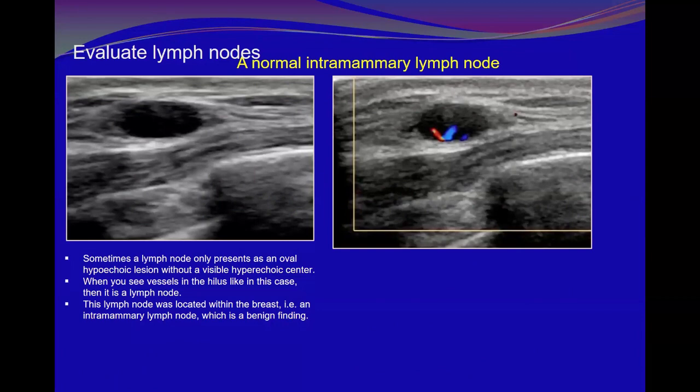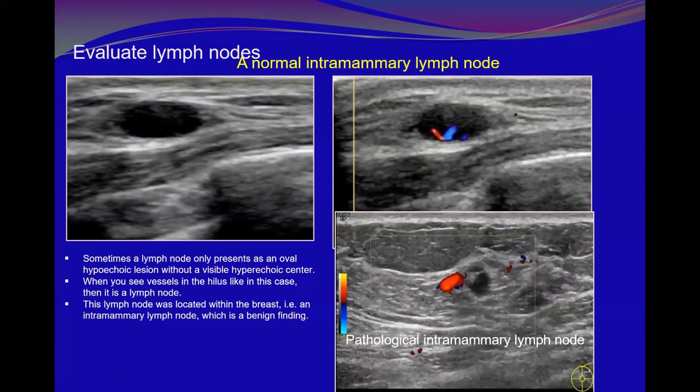Evaluate lymph nodes. Doppler is helpful in the evaluation of lymph nodes. In this patient from the literature, okay, they found a lesion in the upper outer quadrant, oval, parallel, but not very typical of a lymph node. It doesn't show the hyperechoic hilum. So by applying Doppler, it demonstrates typical hilar vascularity of lymph nodes. So it helps us to define that it is a lymph node.